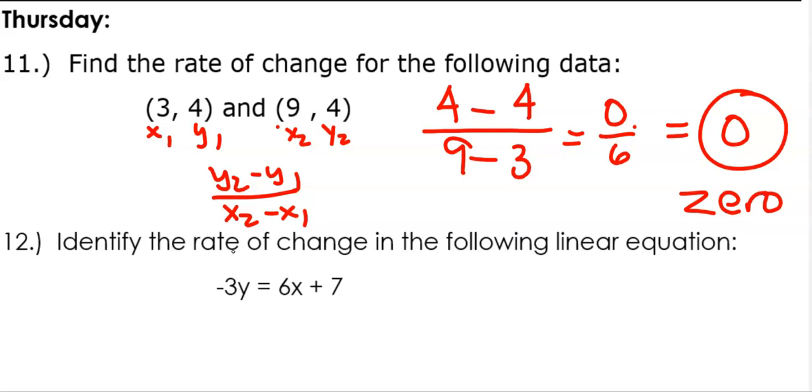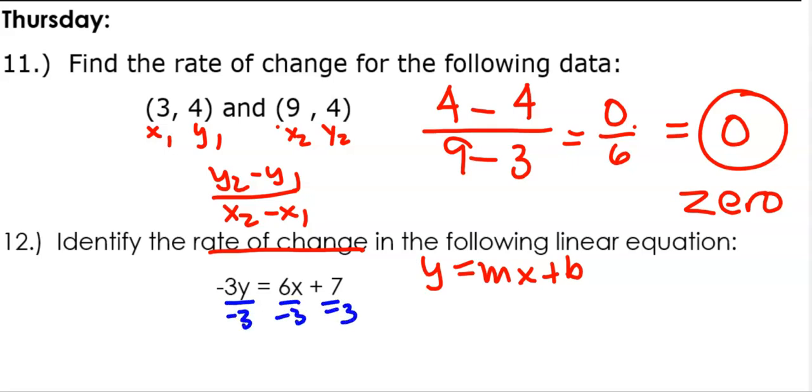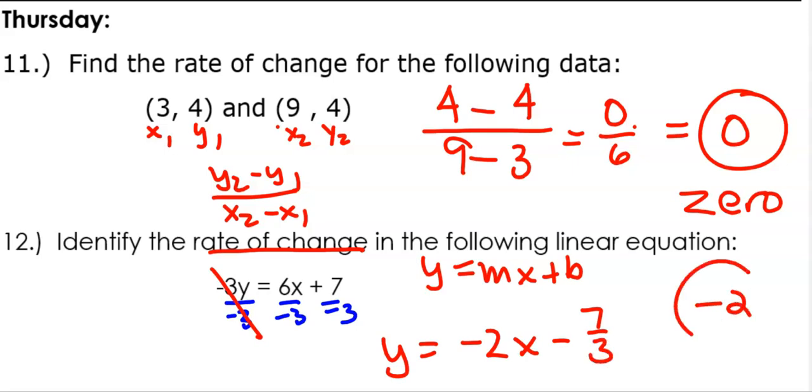For question number 12, I can't identify the rate of change unless the sentence is in y equals mx plus b form. So I'm going to need to divide by my coefficient here to isolate the letter y. And once I do, I get a rate of change of negative 2.